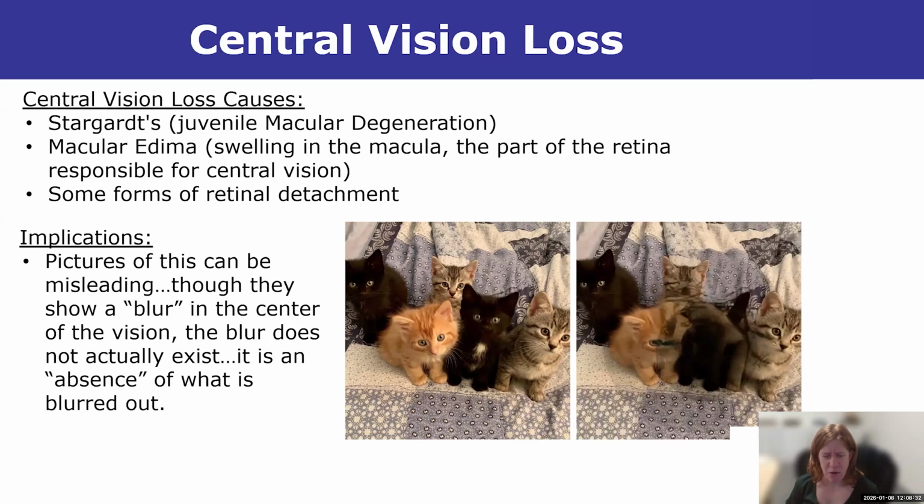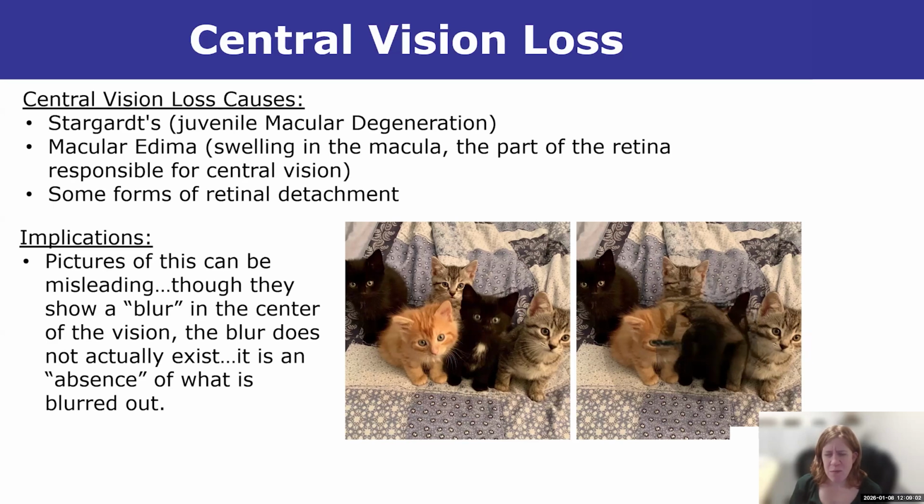Central vision loss is when everything looks normal, except in the middle, you don't see what's right in front of you. You see things that are on the edges of your vision. And that's really more common in your older folks with macular degeneration. But there is something called Stargardt's that young kids have. That's a juvenile macular degeneration that you see too. So some forms of retinal detachment, things like that.